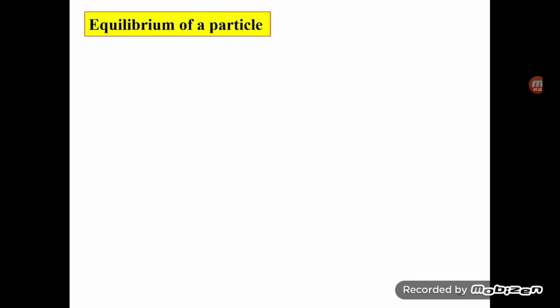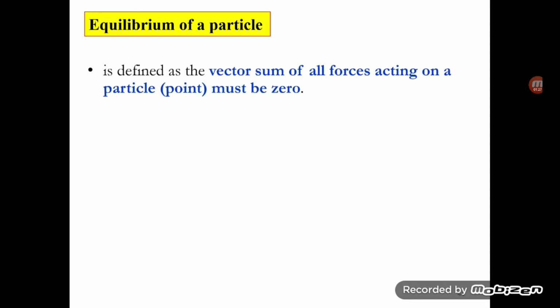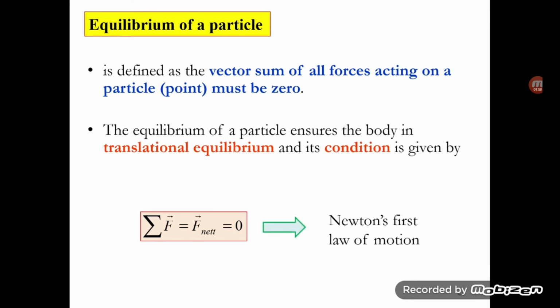Equilibrium of a particle is defined as the vector sum of all forces acting on the particle must be zero. The equilibrium of a particle ensures the body is in translational equilibrium, and its condition is given by summation of F, or F net, is equal to 0. This is Newton's first law of motion.